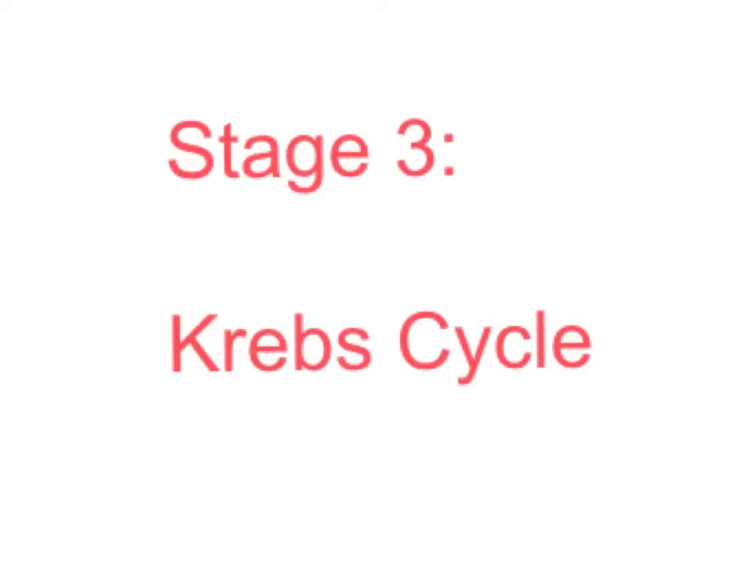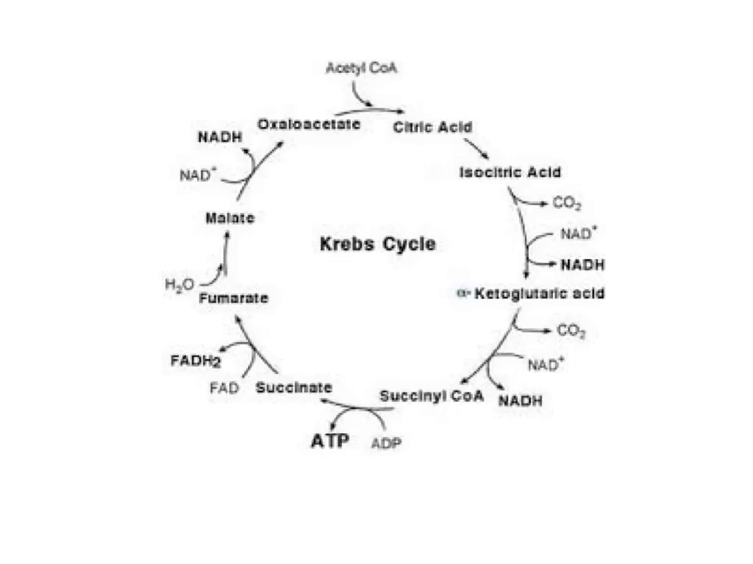The Krebs cycle is the third stage of cellular respiration. The acetyl group from acetyl-CoA combines with oxaloacetate to make citrate. Citrate becomes isocitrate through isomerization. Isocitrate is oxidized to become alpha-ketoglutarate by removing CO2 and 2 hydrogens. NAD+ gets reduced to NADH.